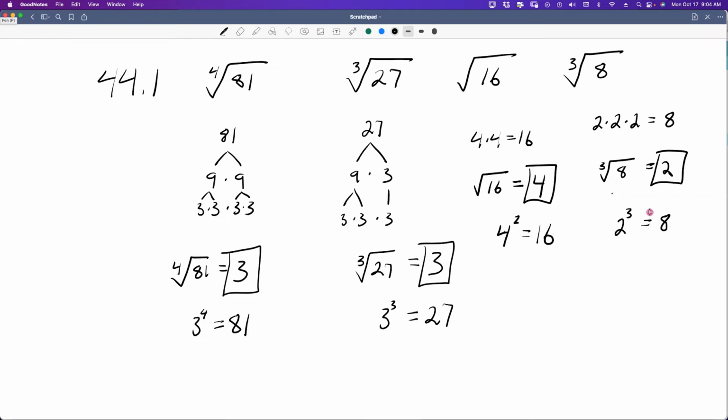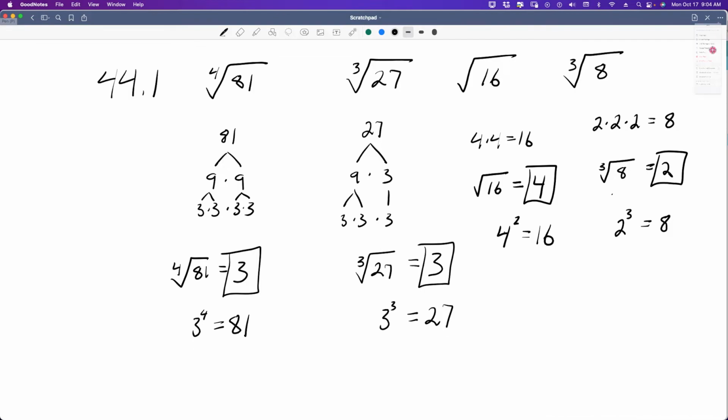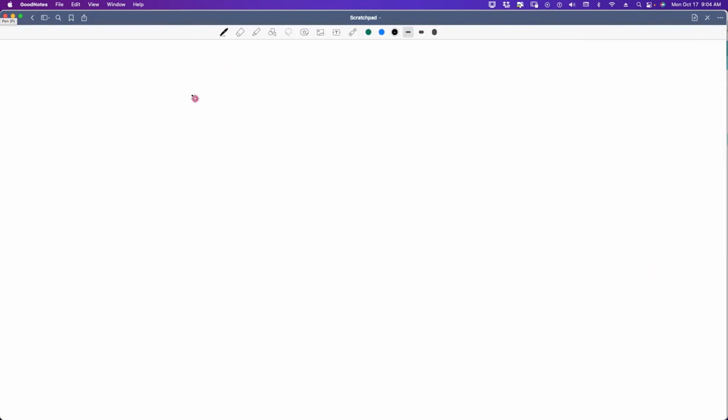Now, one of the things that you have to know, let me clear the page, is that any root of 1 is equal to 1 because 1 times 1 is 1.